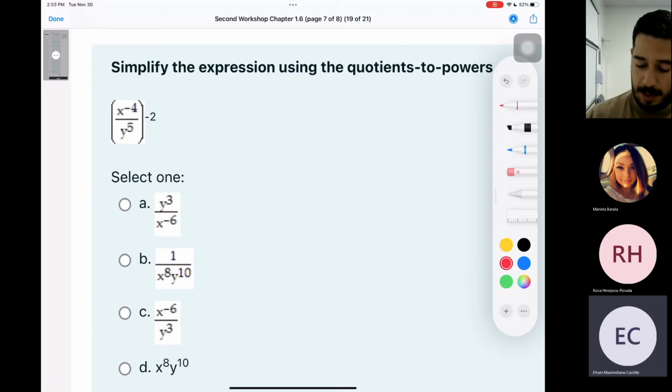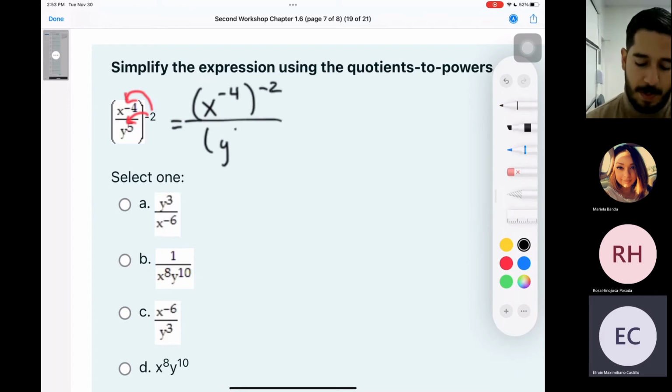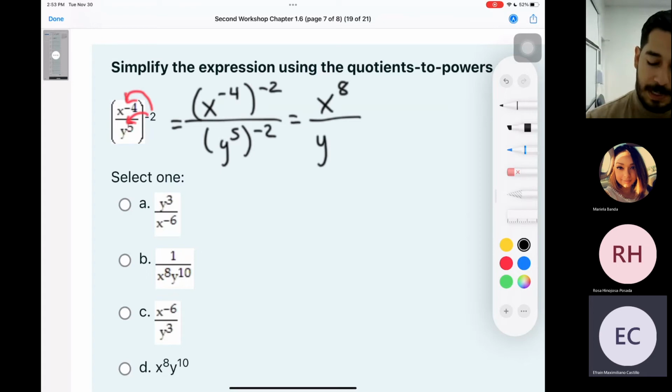Again, same thing. I'm going to take this exponent and take it to every single thing that I have in there. x to the power of negative 4, given an extra exponent, divided by y to the power of 5, give it an extra exponent. Next rule, multiplication of those exponents, since I have two exponents together. Negative 4 times negative 2, and 5 times negative 2, that's negative 10.